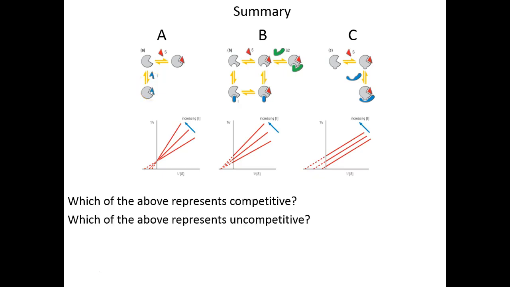Which represents an uncompetitive inhibitor? For uncompetitive inhibitors, we do something a bit different. We bind to the enzyme substrate complex, which means we lower Vmax because we can never achieve our maximal velocity, but we lower Km as well because the enzyme substrate complex is what the inhibitor binds to. The inhibitor solidifies or stabilizes that enzyme substrate complex.